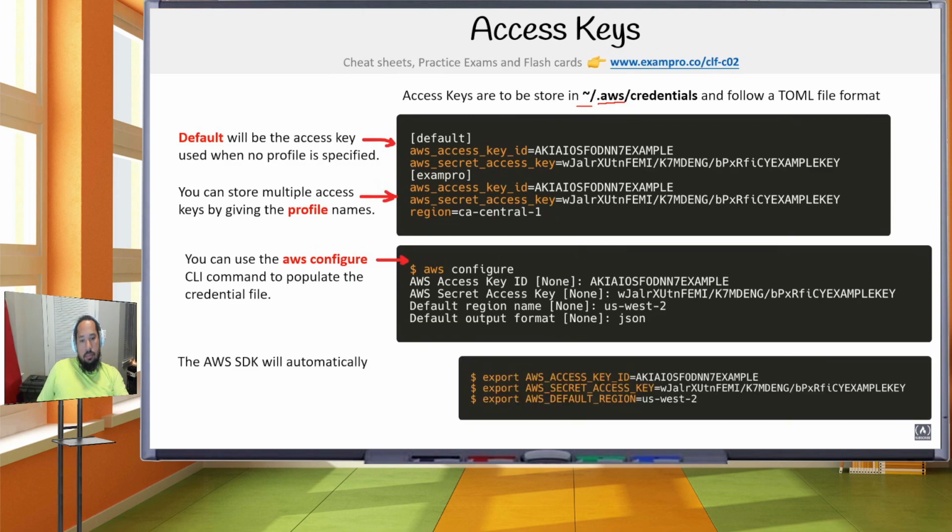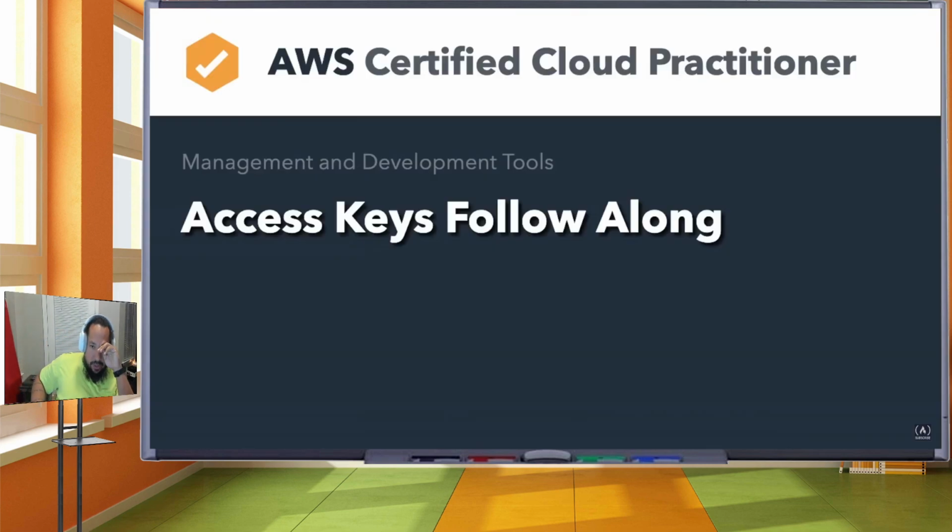When you're using the SDK, you would probably rather use environment variables because this is the safest way to access them when you are writing code. All right. So there you go. And he showed us that export. That's how you store variables on Linux.